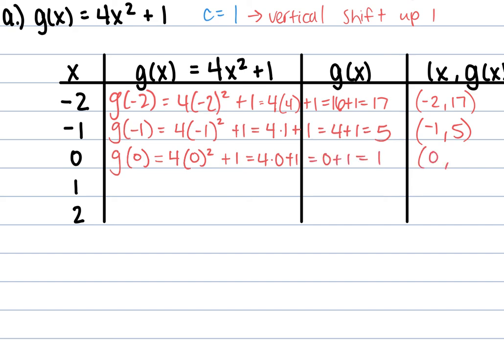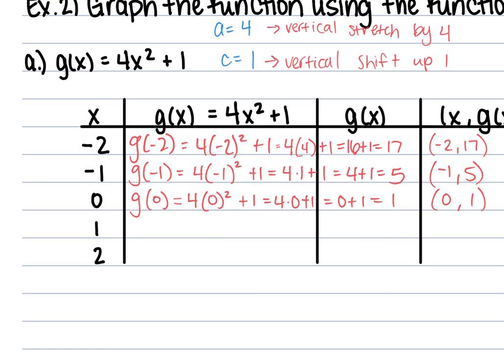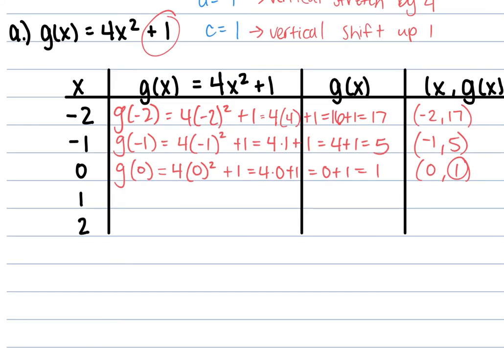Good. 0 comma 1. Is this my vertex? Yeah. How do I know? Because of the C term. Do you guys see that? When that C term becomes your Y value, you know that point is your vertex. Cool beans?